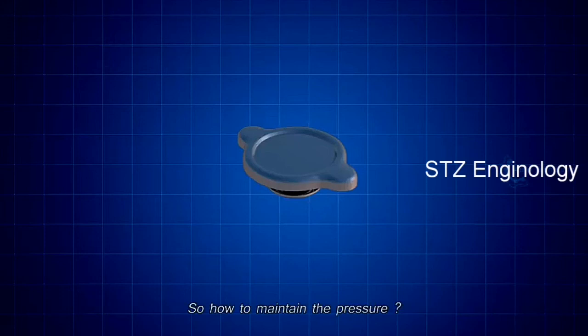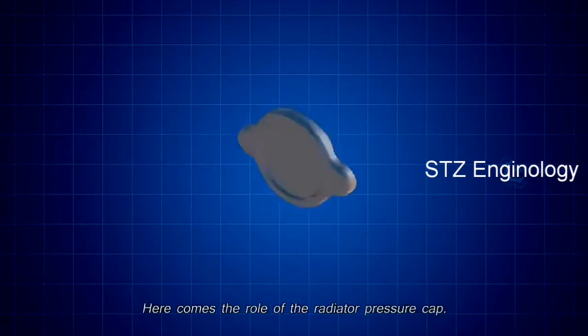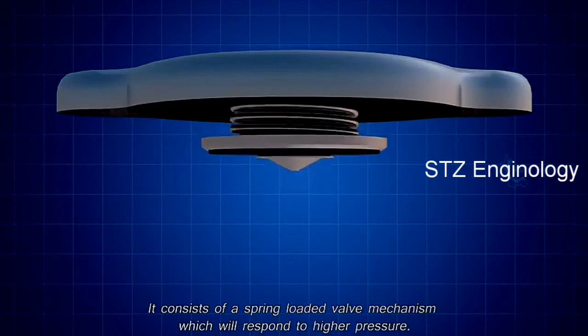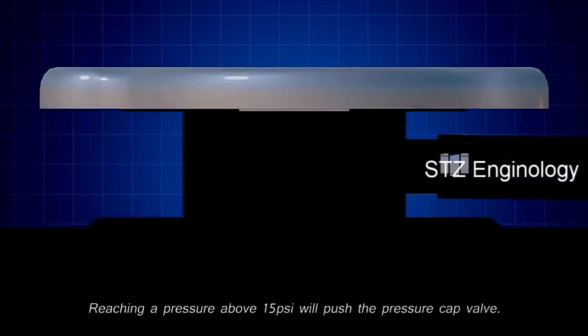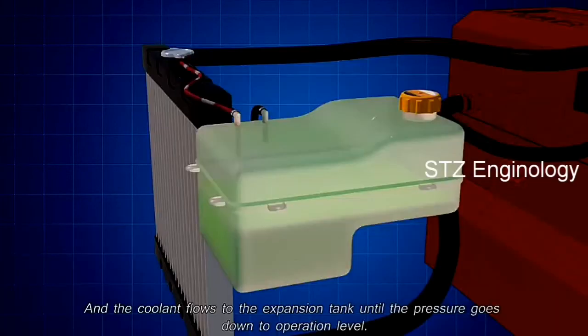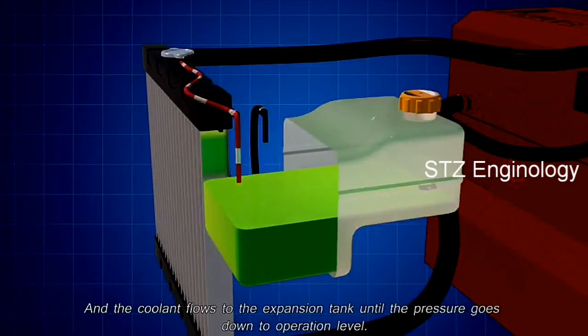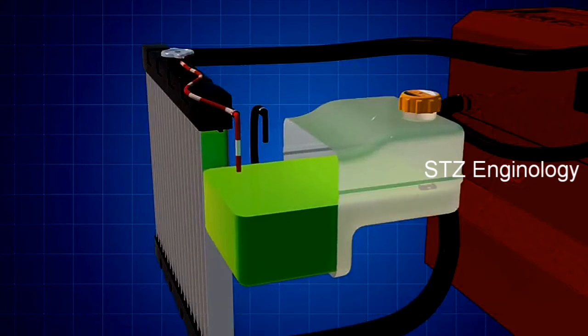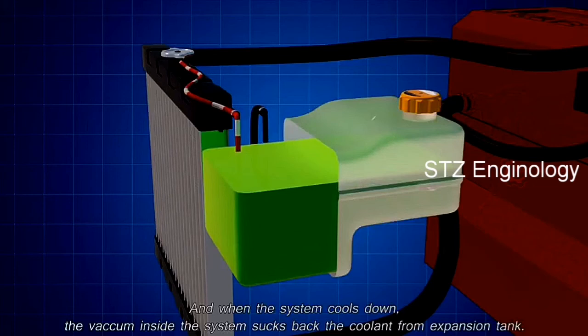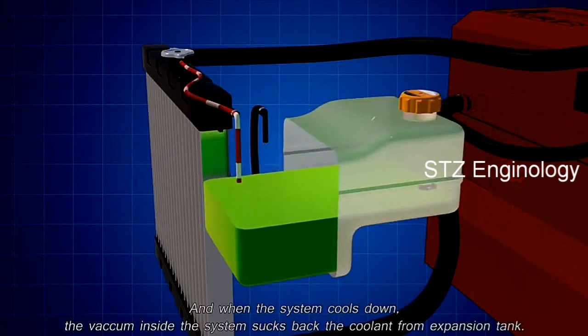So, how to maintain the pressure? Here comes the role of the radiator pressure cap. It consists of a spring-loaded valve mechanism, which will respond to higher pressure. Reaching a pressure above 15 psi will push the pressure cap valve, and the coolant flows to the expansion tank, until the pressure goes down to operation level. And when the system cools down, the vacuum inside the system sucks back the coolant from the expansion tank.